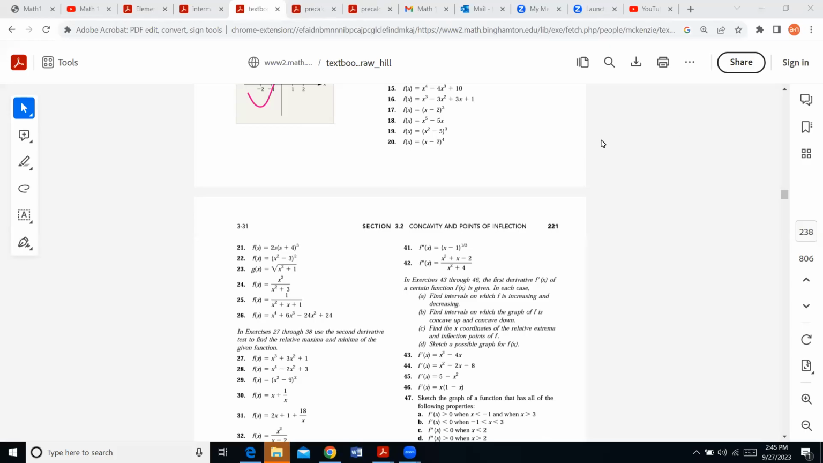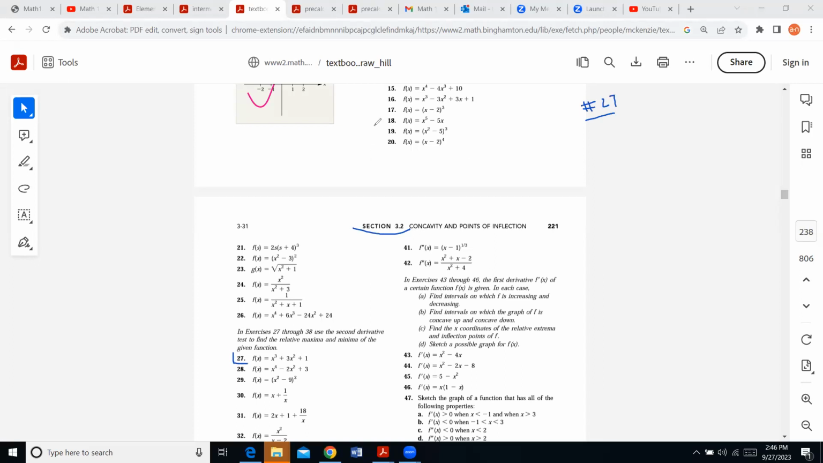So I would say an exercise similar to problem number 27 is good to do before the midterm exam. So what I'm going to do is graph this function. It's again section 3.2, exercise 27.